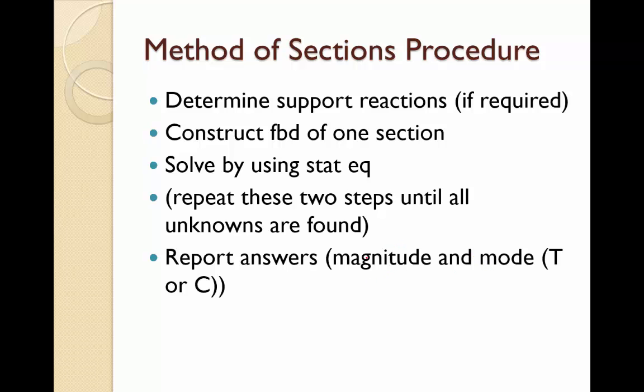Magnitude is just the amount of force, and then mode is either tension or compression. So don't include positive and negative signs, don't include arrows. You would say, for example, 50 kilonewtons in compression. That's the way you would report the answer.